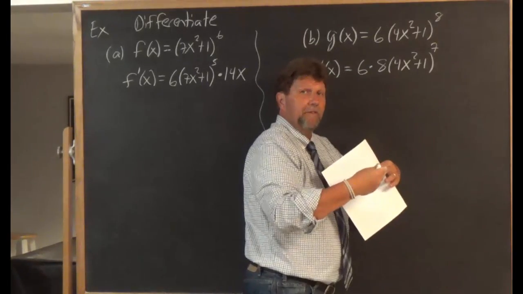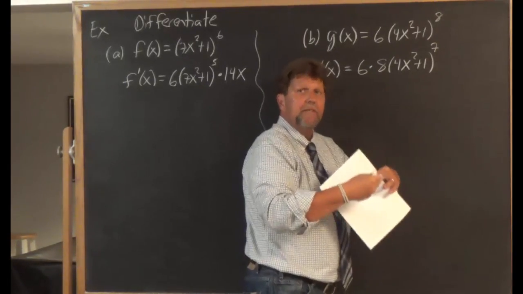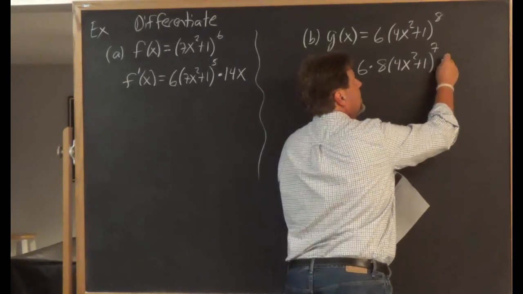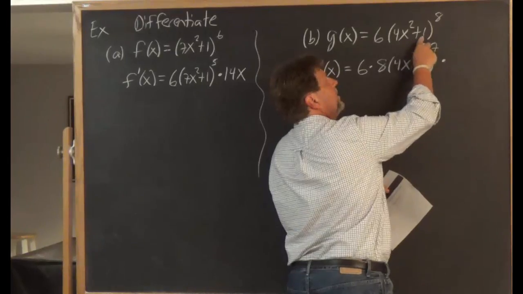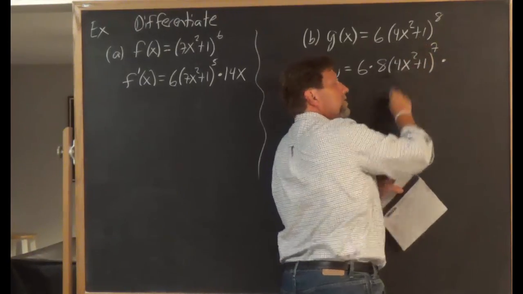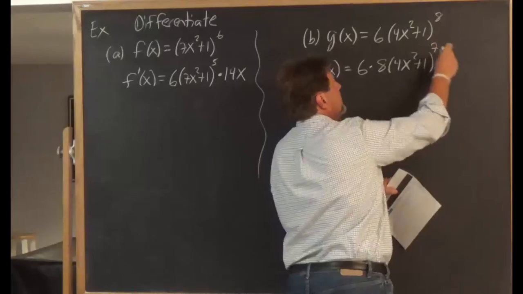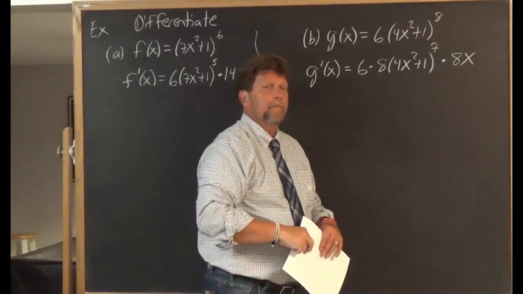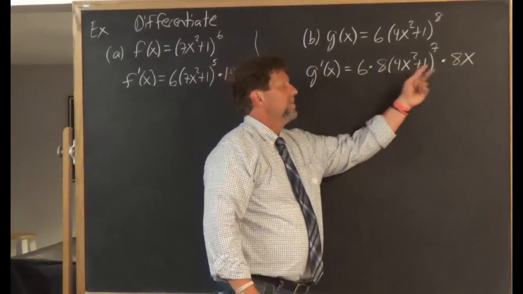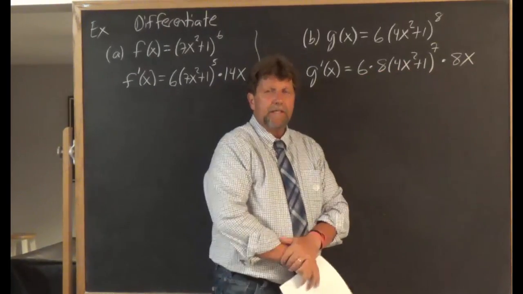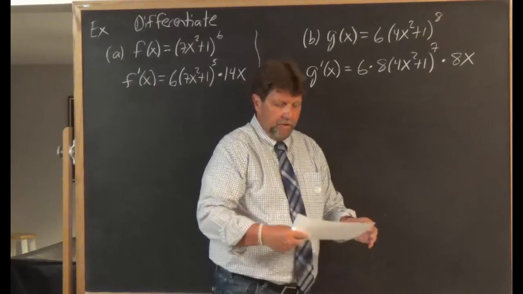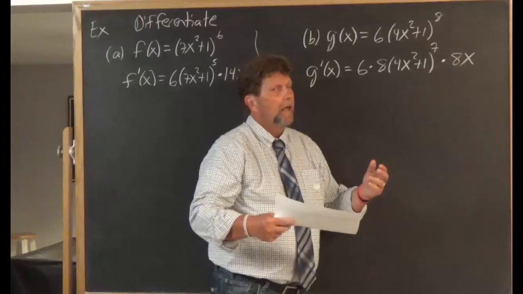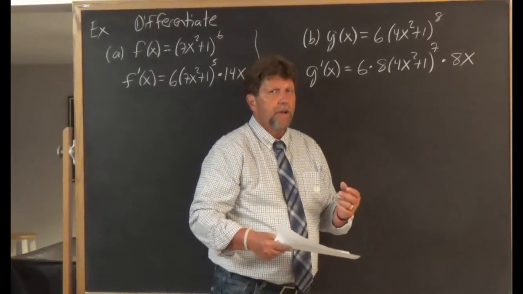So we've done the derivative of the outside times the derivative of the inside function, which is 4x squared plus 1. So that's times an 8x. And if you want, you could do the 6 times 8 times 8x. If you wanted to simplify it down any more, you could do that. So that's all there is to the chain rule.